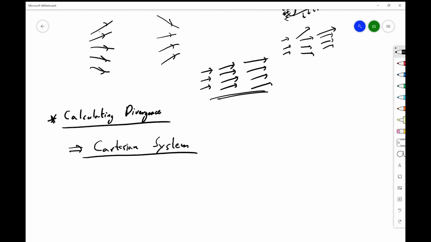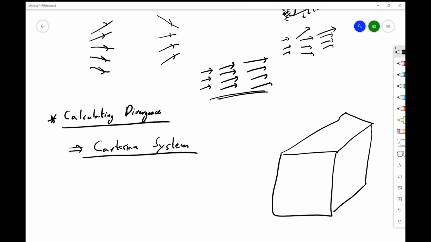we need to consider that the infinitesimal volume is going to be something like this, like a cube, right? Let me see if I can draw it better. Let me draw the cube bigger. Although it's infinitesimal, I do not have to draw it really tiny.